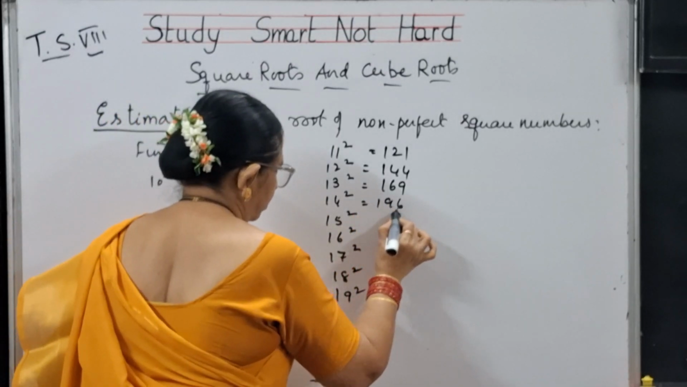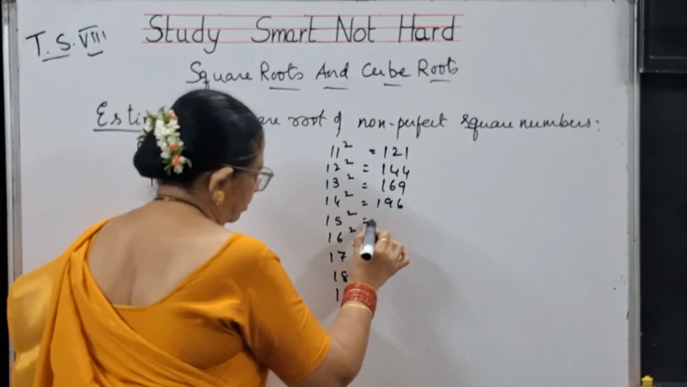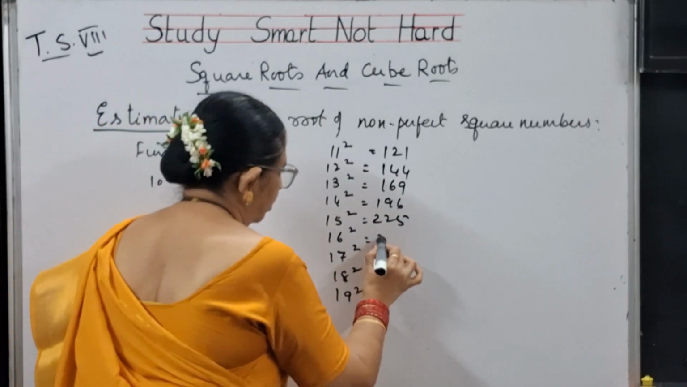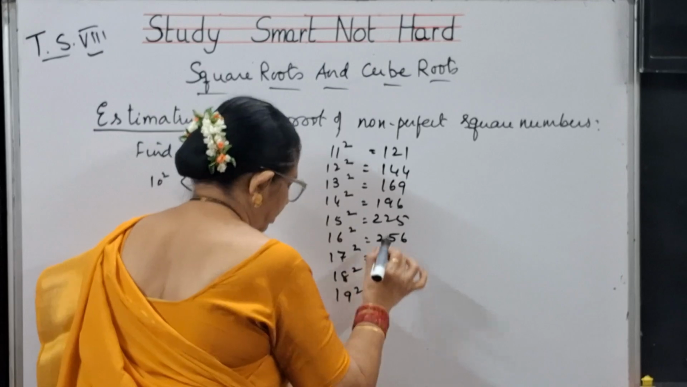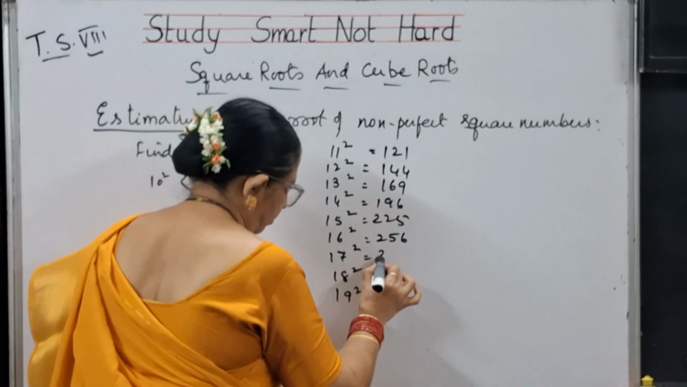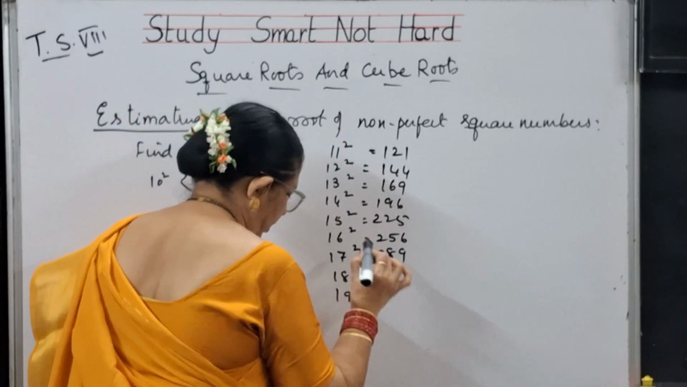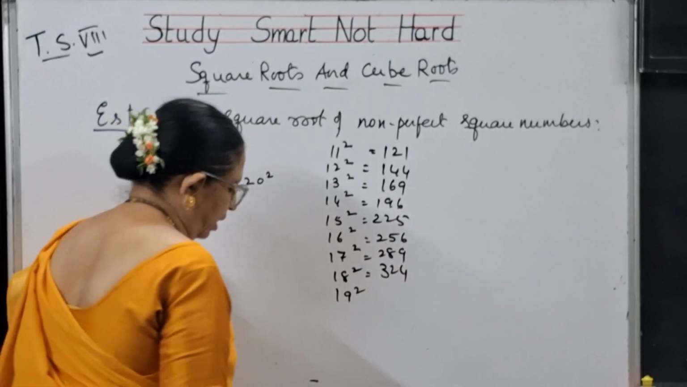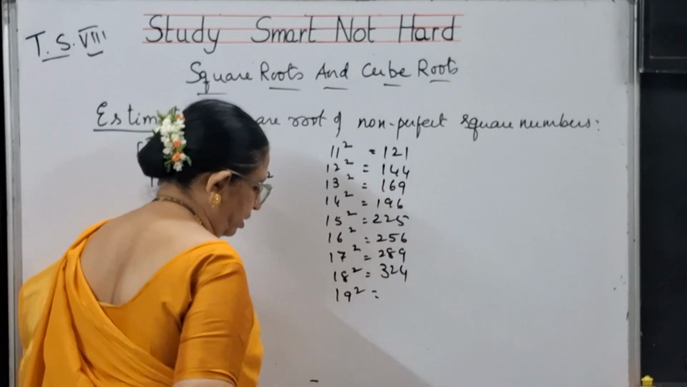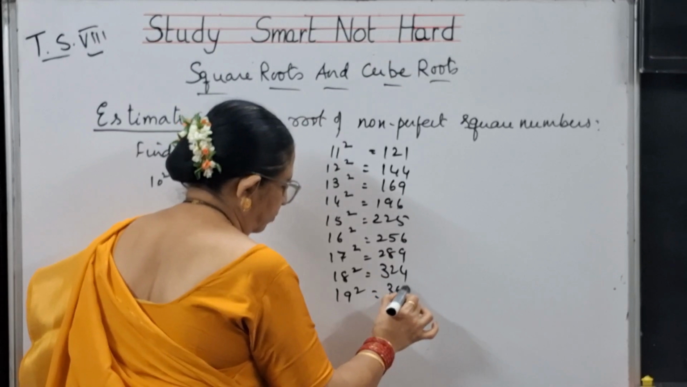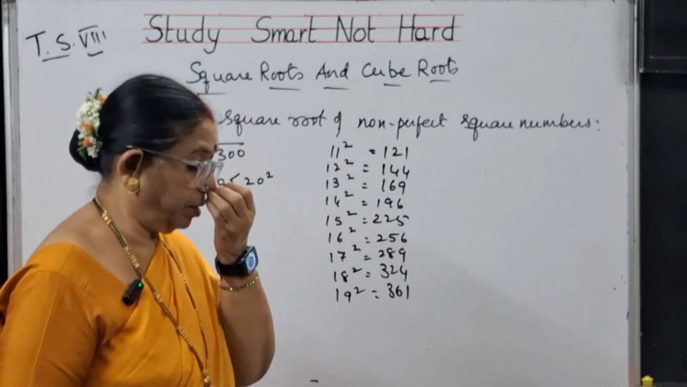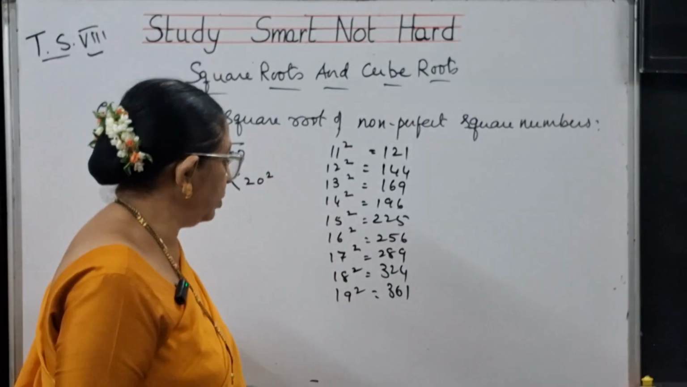14 square is 196. 15 square is 225. 16 square is 256. 17 square is 289, and 18 square is 324, and 19 square is 361. So these all values you should have in mind, children. These are all the squares of the numbers.